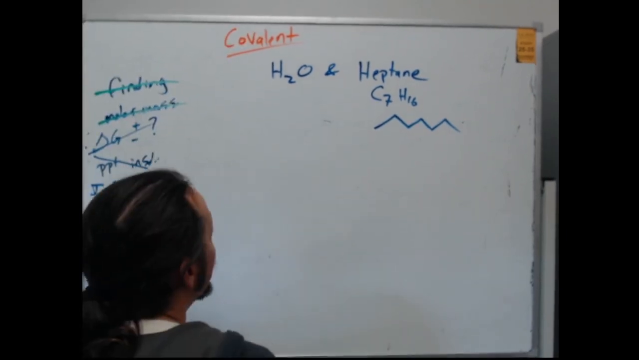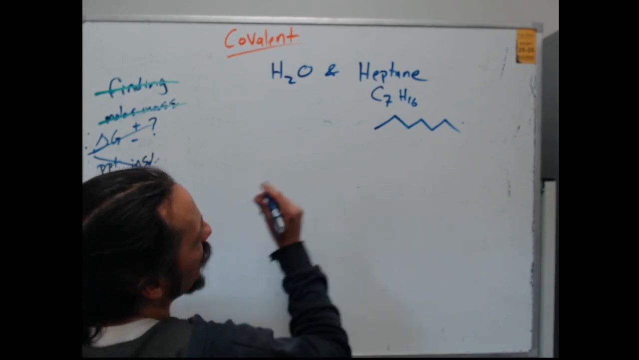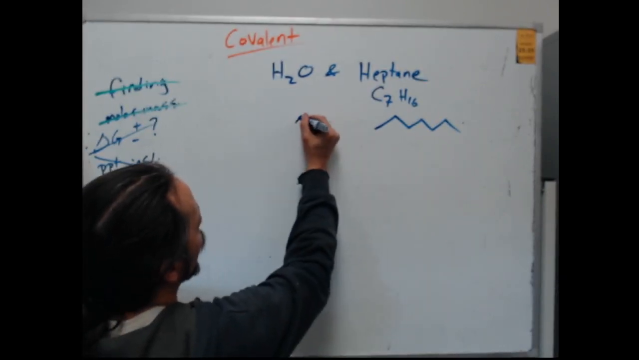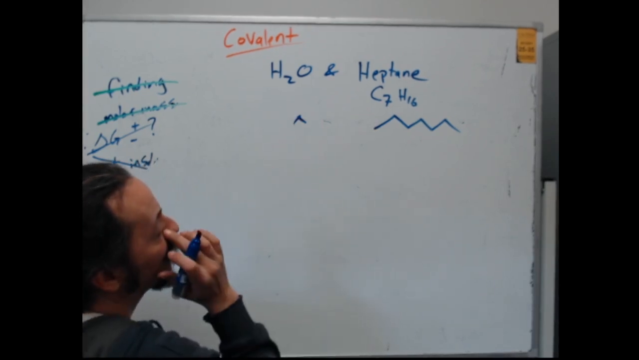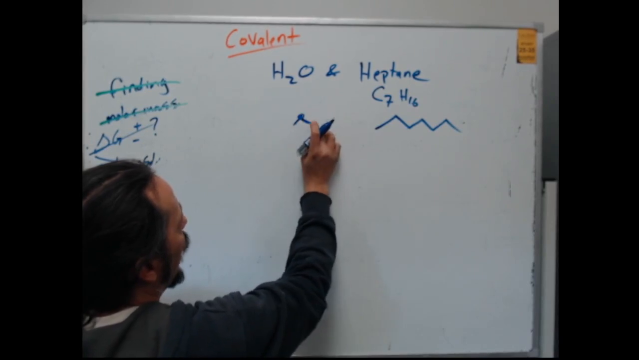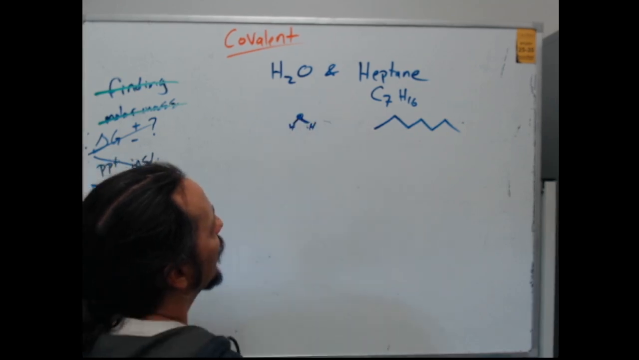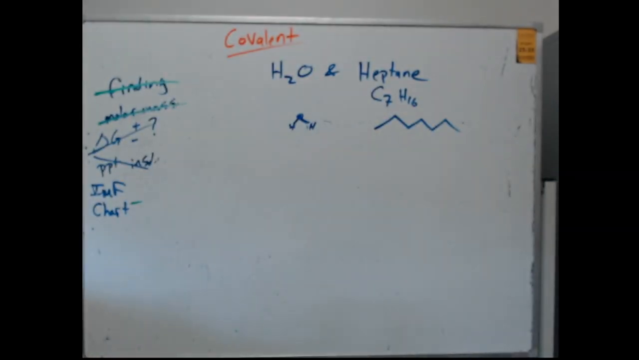So one of the easy things to say here is if I've got a water molecule, I'm going to try to draw my water molecule relative size. So that would be the size of my water molecule approximately. I got my oxygen, if I draw the hydrogens on there, it's too big, but that's the size of a water molecule compared to my heptane.